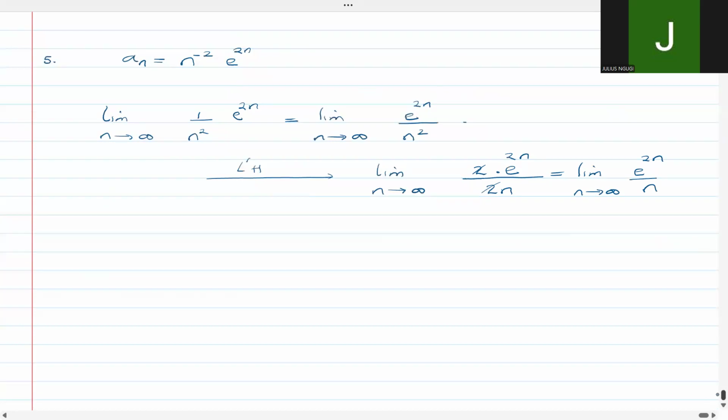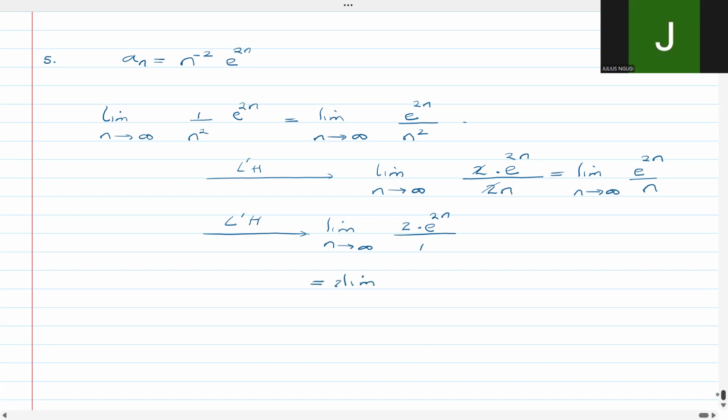Again, we still have an indeterminate form. So we do another L'Hopital's rule. Limit as n approaches infinity. The derivative of the numerator, again, is e to the power 2n multiplied by the derivative of 2n, which is 2. Then we divide by the derivative of the denominator, which is now 1. So this is the final part, which is equal to the limit.